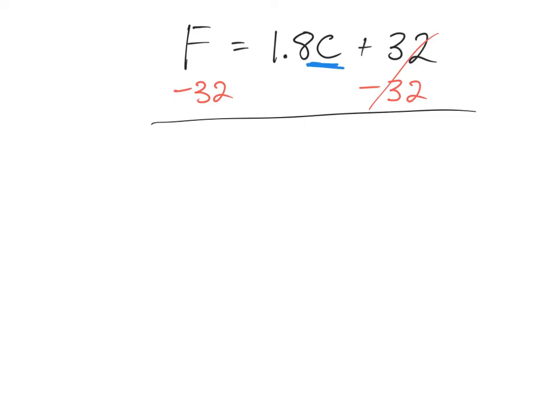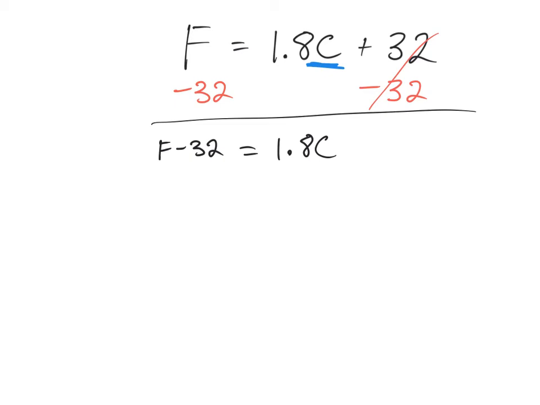What am I left with? Well, we know on the right-hand side, we just get 1.8c. On the left-hand side, in previous examples, this would simplify to something. But here, it doesn't simplify to anything. And in fact, we can just leave it as f minus 32. That's the only way that we can write this right now, is just to have f minus 32.